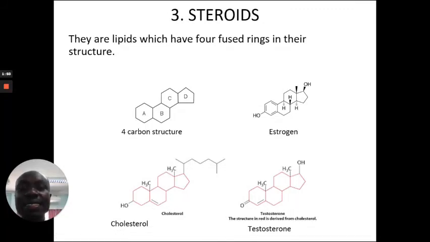The last lipid is steroids. And steroids have a very unique structure compared to the first two. If you look at the structure of steroids, it has 4 carbon rings joined together, 1, 2, 3, 4. And here are examples: estrogen, cholesterol, testosterone. You can see they all have the 4 carbon rings. The difference between them is the number of atoms attached to the carbon rings.